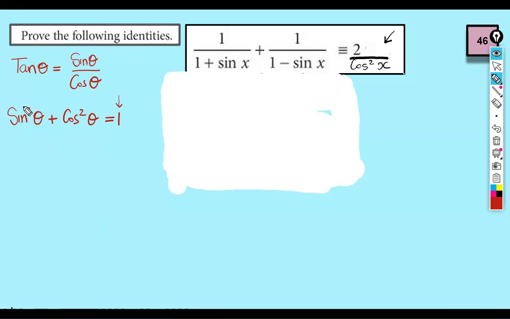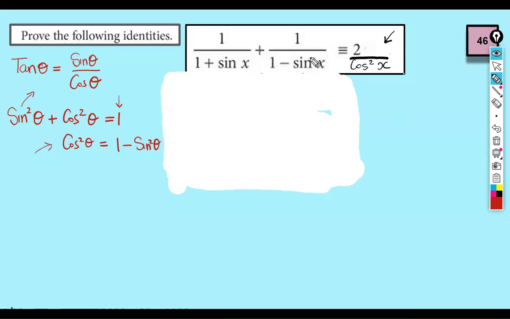For example, if I throw across the sine squared theta, we are left with cos squared theta on this side. If I throw across positive sine squared theta, I will get minus sine squared theta. So if in maths I see a cos squared theta and I don't like it, I could throw it away and replace it with 1 minus sine squared theta, or even vice versa. I think this one is going to come into play today.